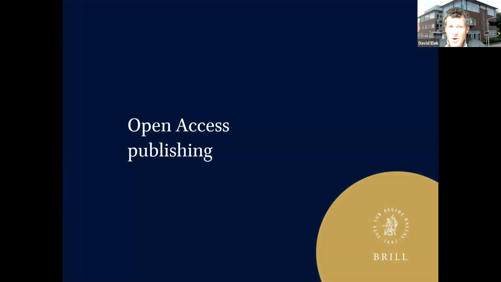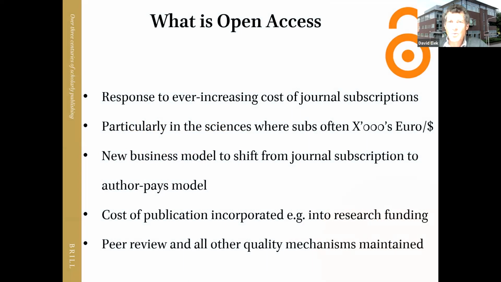Finally, some words about open access publishing. What is open access? Well, it's a response to the ever-increasing cost of journal subscriptions. Journals, particularly in the sciences, can cost many thousands of euros or dollars for a single year's subscription. I'm happy to tell you none of the Brill journals are that expensive, but we barely publish in the sciences. But journal subscriptions have been going up year after year for the last 30, 40 years.